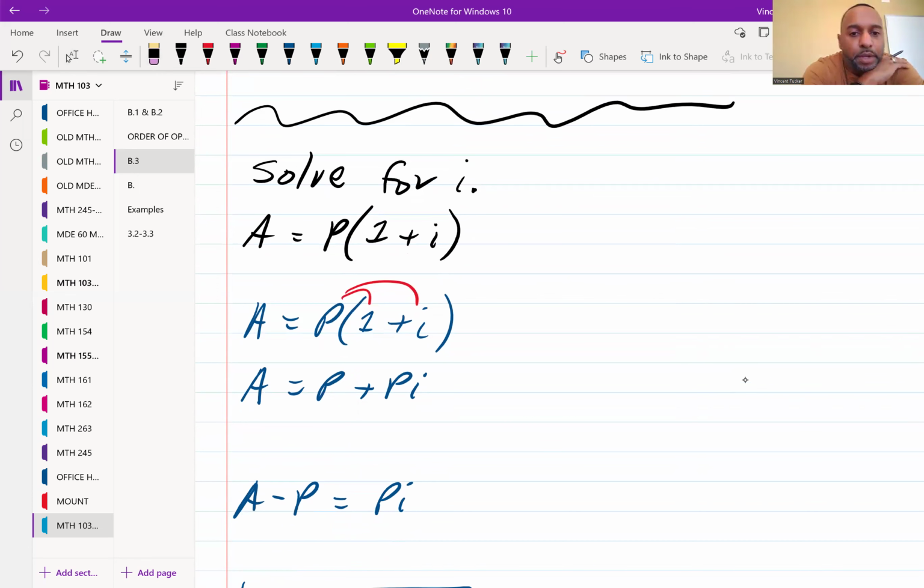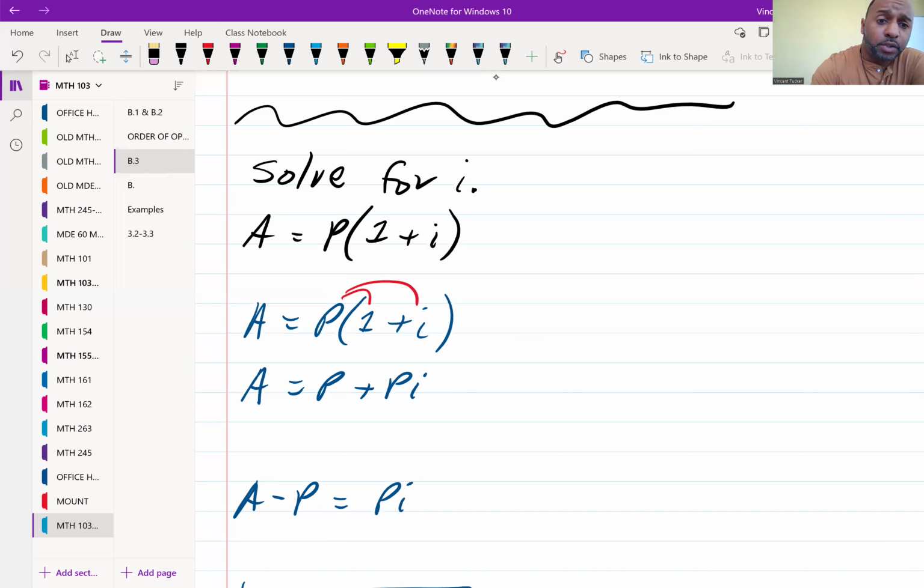So when we distribute P, that's A equal to P plus PI. So now we have access to I, and we need to get this P over here. So we'll just subtract P from both sides.